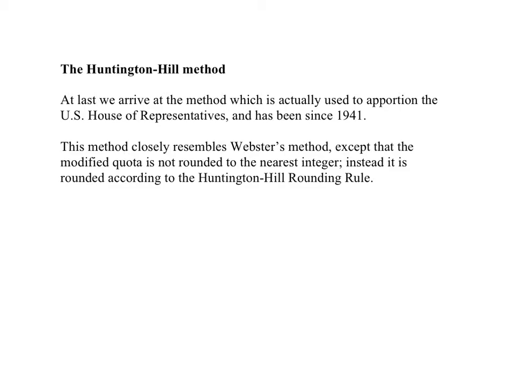The Huntington-Hill method is another modified divisor method, and of all the methods we've discussed, it most closely resembles Webster's method, because Huntington-Hill will also round each quota either up or down, except that the modified quota is not rounded in this new method to the nearest integer. Instead, it is rounded according to a separate rounding rule. It's rounded according to the Huntington-Hill rounding rule, which takes a little work to understand.